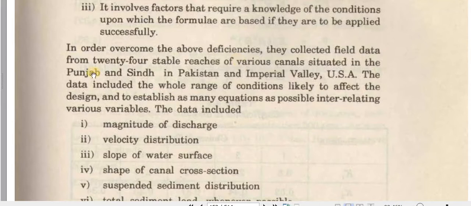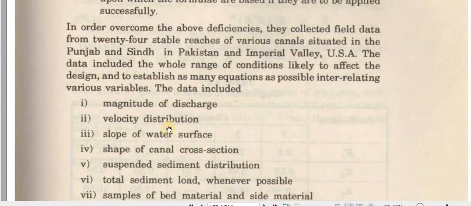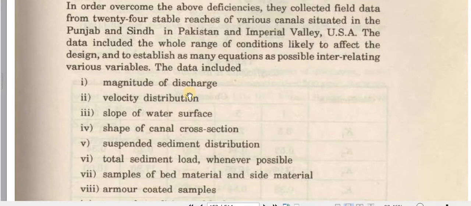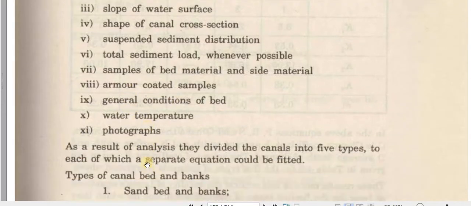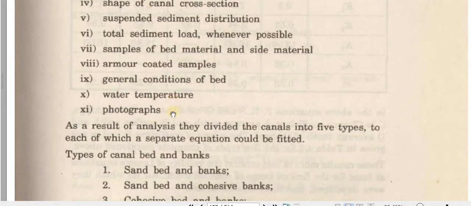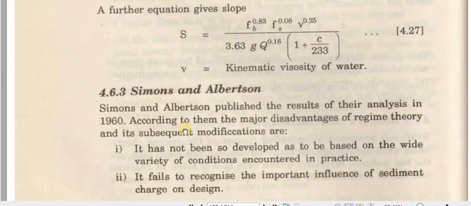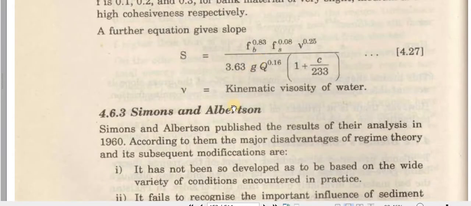They collected field data from 24 stable reaches of various canals situated in the Punjab and Sindh in Pakistan, and in USA. The data included the whole range of conditions. They considered magnitude of discharge, velocity distribution, slope of water surface, shape of the cross section, sediment transport, total sediment load, samples of bed material, and other factors also. They even introduced water temperature in order to calculate, because temperature has an effect on the kinematic viscosity of water.